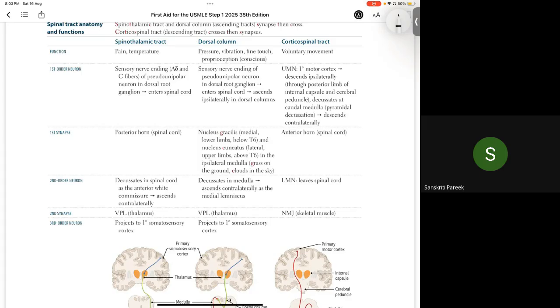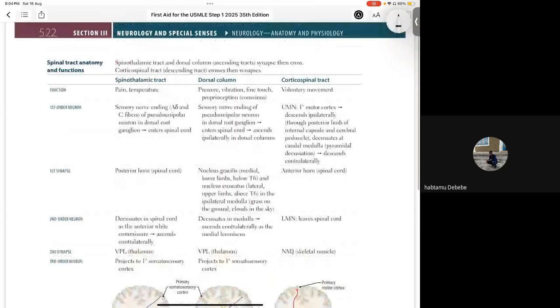Then we have the spinothalamic pathway, pain and temperature, A delta fibers. Again, pseudo unipolar neurons. What is a pseudo unipolar neuron? Posterior horn, decussate in the anterior white commissure, ascend contralaterally 1 to 2 segments above, which they haven't mentioned, right? Remember, syringomyelia involves the anterior commissure, with loss of pain and temperature, right? Moving again into the VPL, then directed to the primary somatosensory cortex, right?